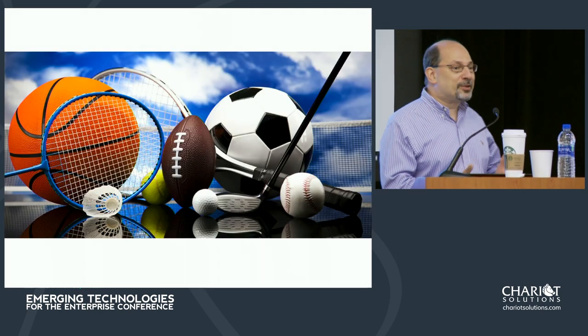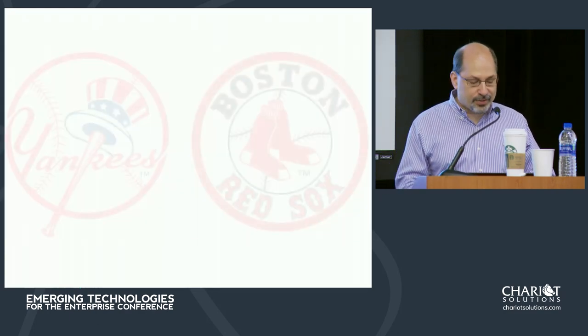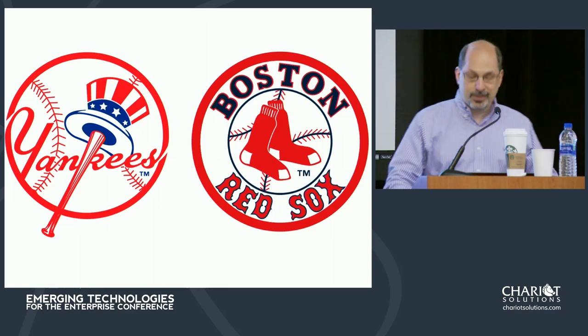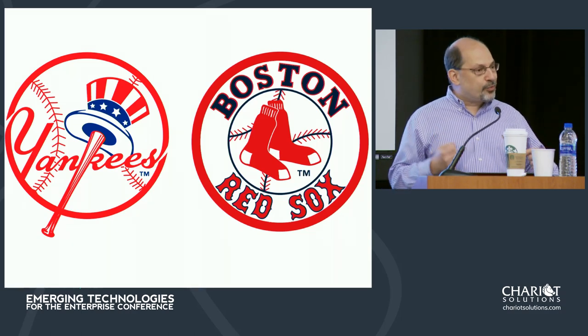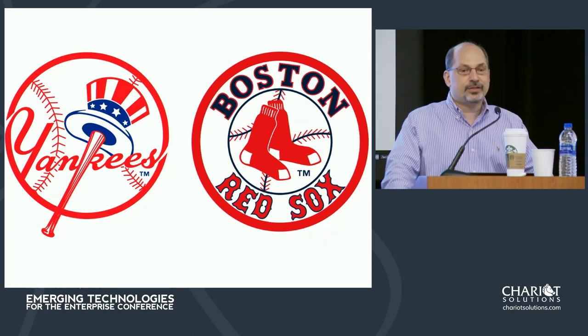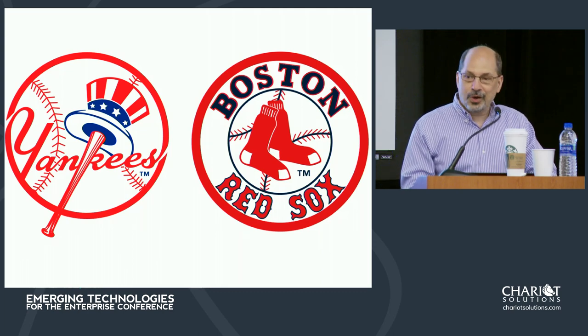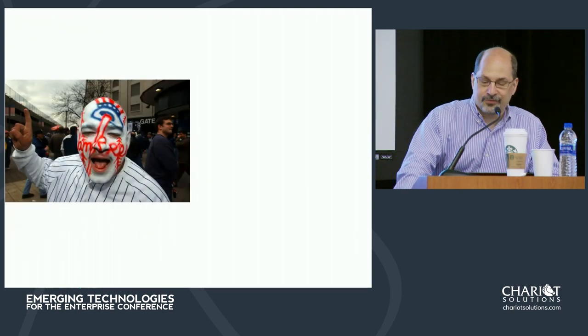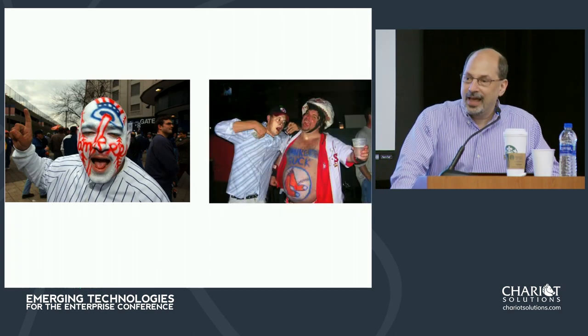In particular, let's talk about sports rivalries. One of the biggest sports rivalries going is that between the Yankees and the Red Sox. And sports rivalries serve a valuable function. Every team needs a rival team, and fans may love their team, but they love hating their rival team even more. So imagine your typical Yankees fan and your typical Red Sox fan.